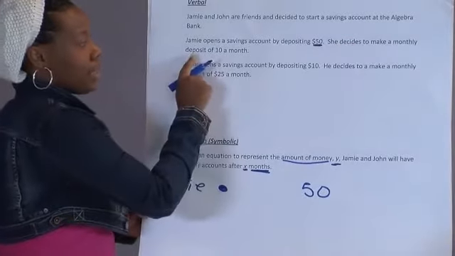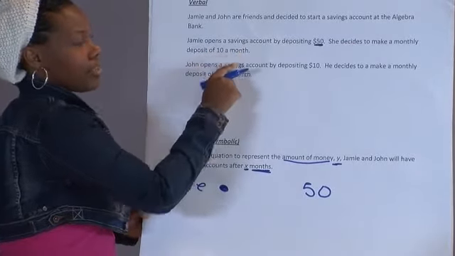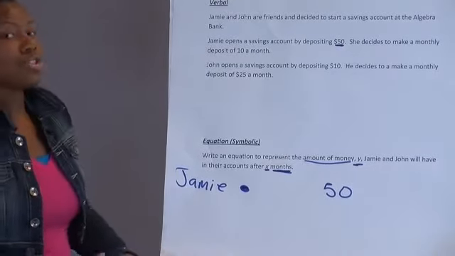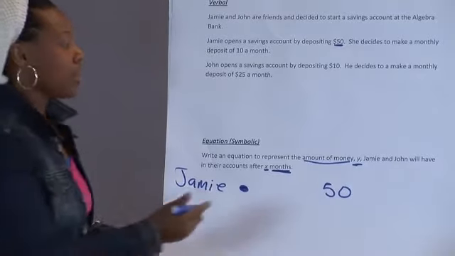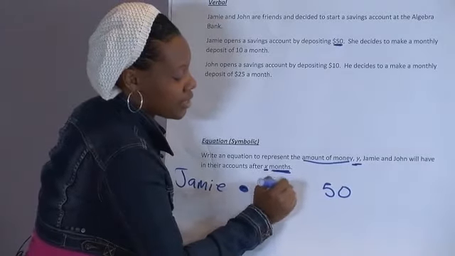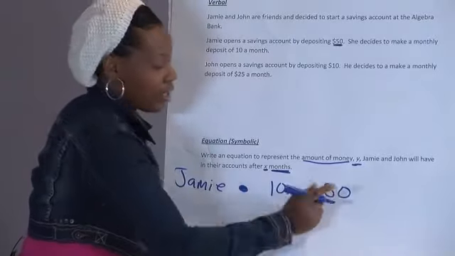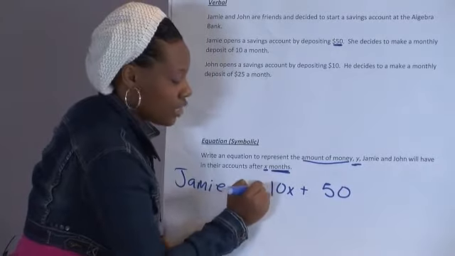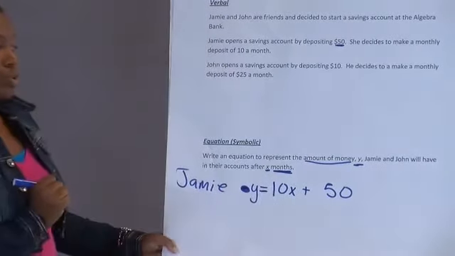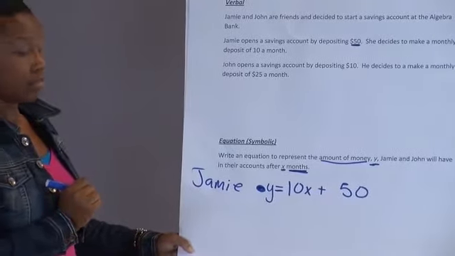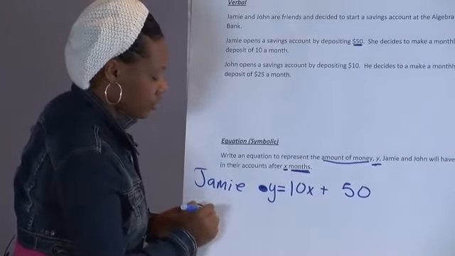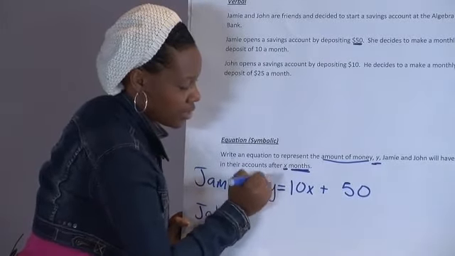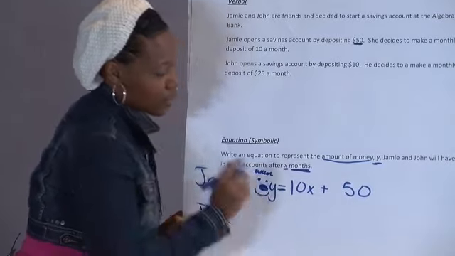Okay? What happens after that? She decides to make a monthly deposit of $10 a month. That's how something is changing. And if she's making a deposit, it's going to increase. So she's actually increasing by $10 a month. So I'm going to put 10x. She starts out with 50 plus she increases by $10 a month. So my equation would be y is equal to 10x plus 50. Okay? And maybe I'll make a little smiley face for Jamie so you won't get that confused.